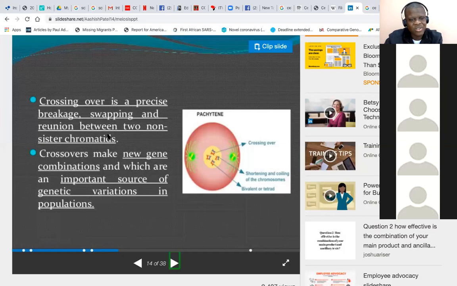This crossing over is a precise breakage, swapping and union that happens between two non-sister chromatids. Chromatids that are not related are able to share genetic material, and that's perfectly okay. This crossing over makes new gene combinations, which are an important source of genetic variation in populations. Like I said, you are not a copy and pasted version of your parents. Even though you are from them, you are not an exact copy of either of them. You are your own person. What makes you unique from them is the crossing over that we are talking about here.